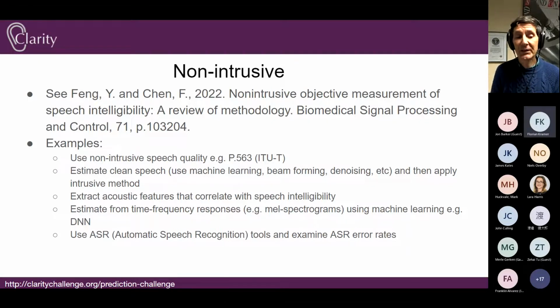Or another approach would be to take automatic speech recognition, try and actually transcribe from the speech and noise case, and look at the error rates on the ASR. That might be the error rates in estimating the phonemes, or it might be how hard the language model is working. There's all sorts of different ways you could look at it, and that would be a non-intrusive approach. So there's a good paper there for you to look up.